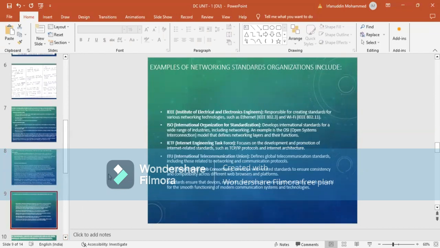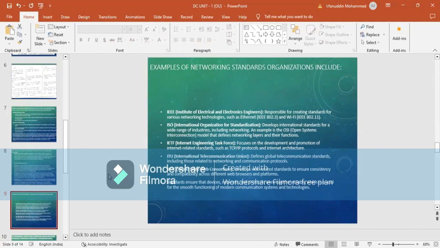Examples of networking standards: IEEE, responsible for various networking technologies like Ethernet. Ethernet is 802.3 and Wi-Fi is 802.11. ISO, the International Organization for Standardization, covers a range of industries, for example the OSI model, which unifies networking layers and their functions. The Internet Engineering Task Force develops and promotes Internet-related standards such as TCP, IP, and Internet architecture.